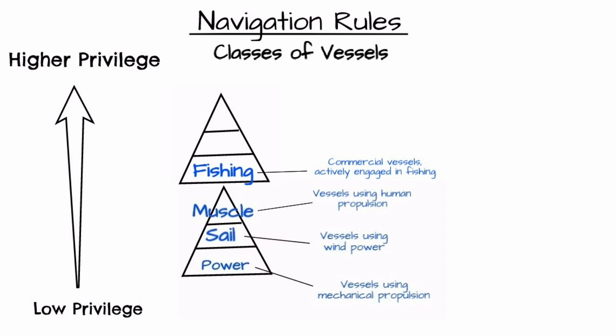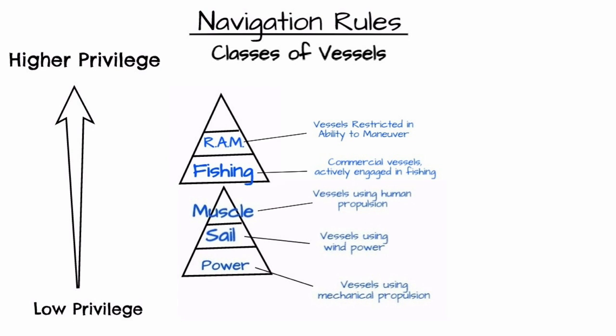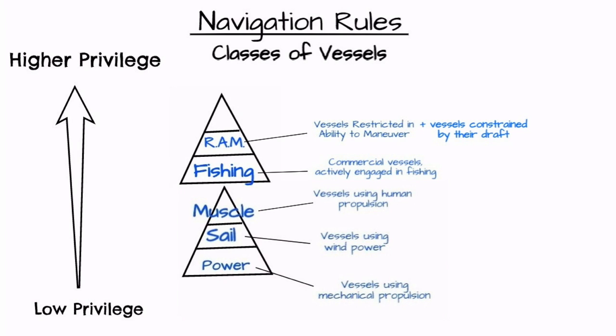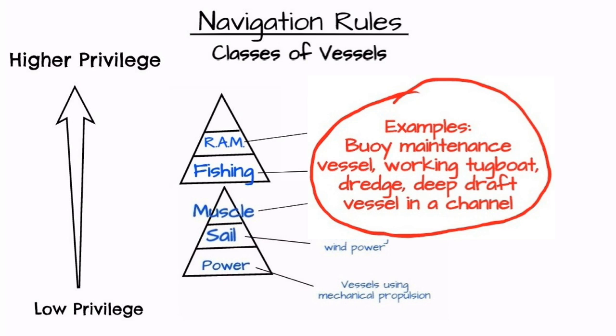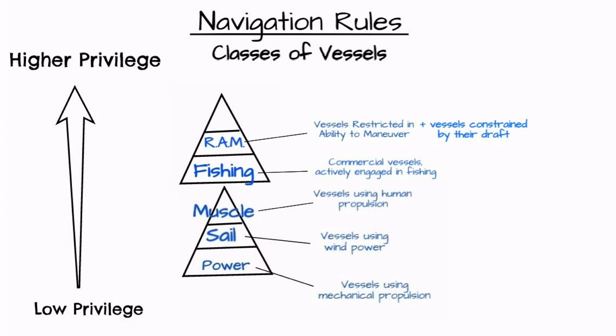Above fishing is a class of vessels called Restricted in Ability to Maneuver, or RAM. Vessels restricted in ability to maneuver are vessels whose nature of work causes them to be restricted in their ability to maneuver. We'll include in this class also vessels which are constrained by their draft, vessels that need deep water who are operating in a channel or an area of shallow water. Examples of this class of vessel include the Coast Guard buoy maintenance vessel, a working tugboat, a dredge, or any deep draft vessel operating in a channel.